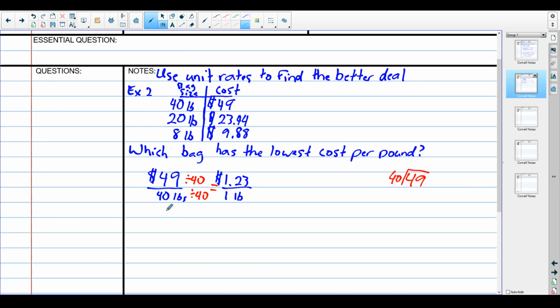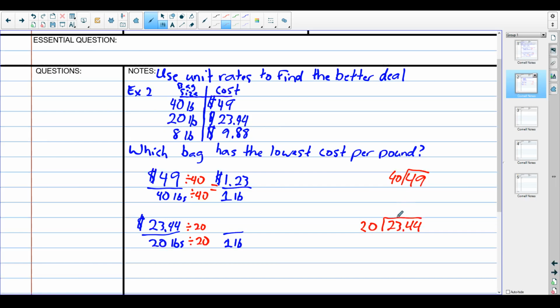So we keep going. We go to our next row. We have $23.44 for 20 pounds. And then we would divide both these by 20. So again, we end up with 1 pound on the bottom here. That'll always be the same. I guess I should make these look like 1 since I put an L right next to them. So we would do 23.44 divided by 20.